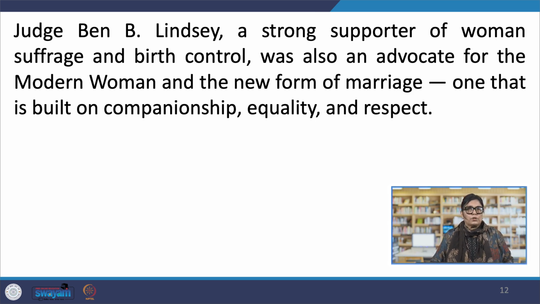Judge Ben B. Lindsay, a strong supporter of women's suffrage and birth control, was also an advocate for the modern woman and the new form of marriage, one that is built on companionship, equality, and respect. He explained that the virtuous, old-fashioned, respectable woman often capitalized on her morally correct opinion and used it to woo men into taking her as their wife, thus tricking them into an emotionless, substanceless marriage. There were many forms of expressing love. The most common during that time was an expression through writing.